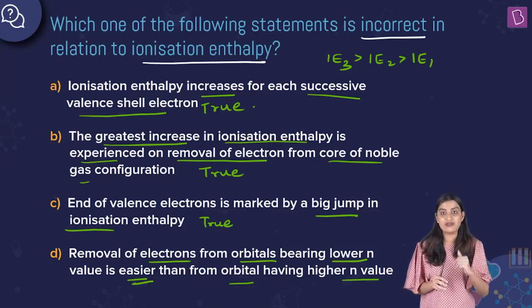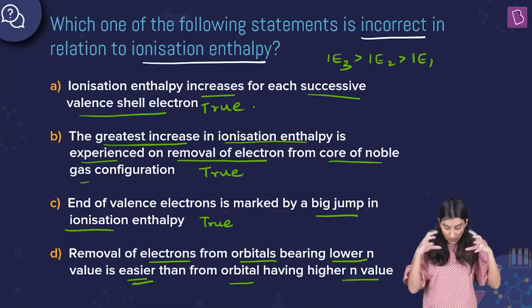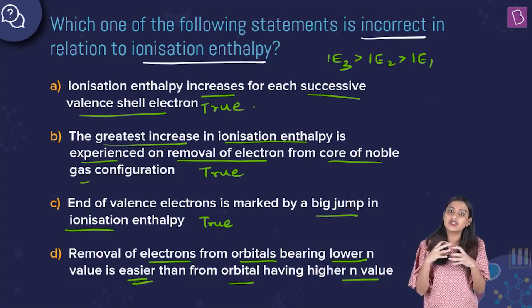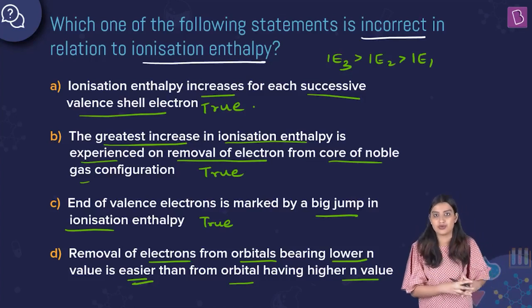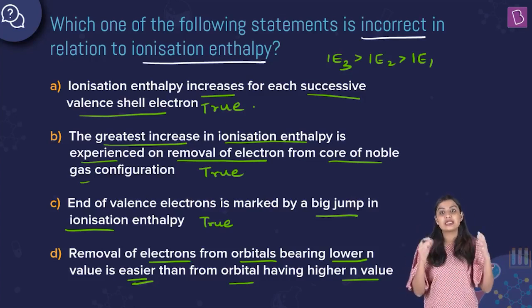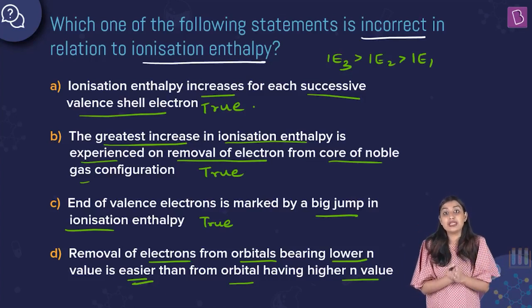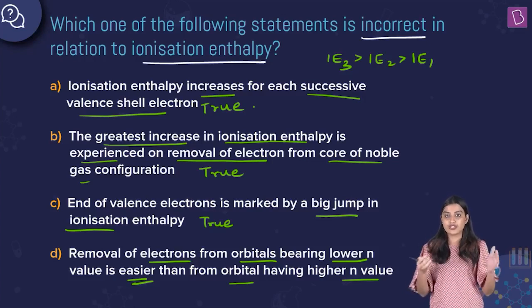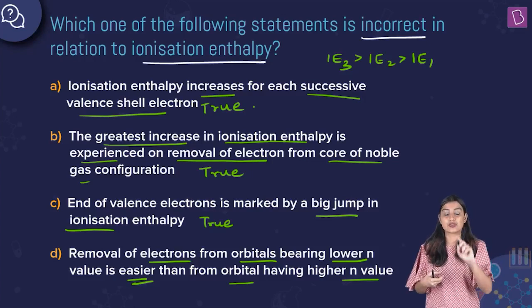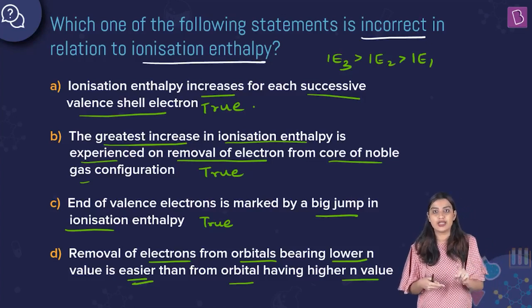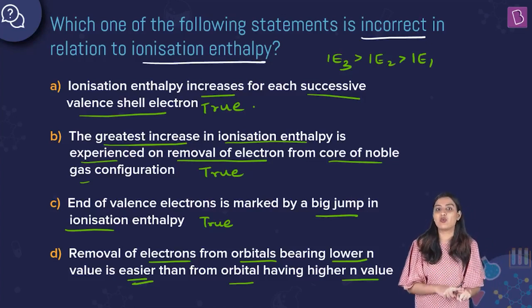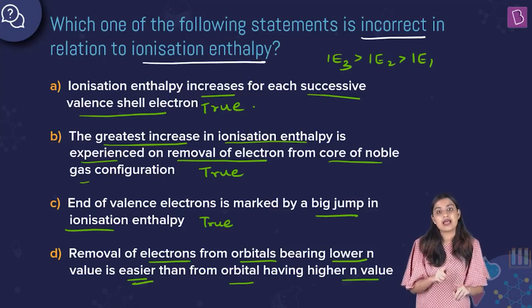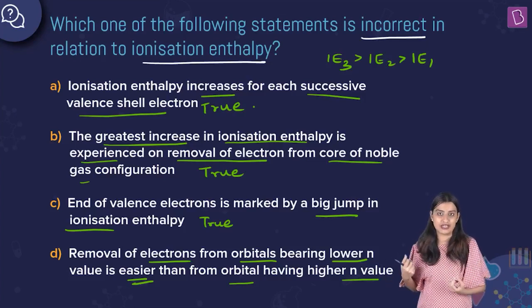But if you have a lower value of n, then it is closer to the nucleus, right? If it is closer to the nucleus, it's more tightly bound to the nucleus. Yes, if it is more tightly bound to the nucleus, then you need more energy to remove that certain electron, right? Which is why it becomes more difficult to remove an electron which is closer to the nucleus. So it is more difficult to remove an electron with a lower value of principal quantum number, or n, than it is to remove an electron with a higher value of n.